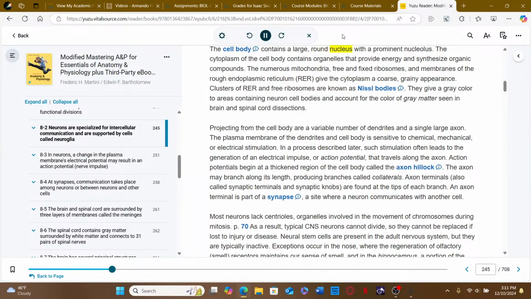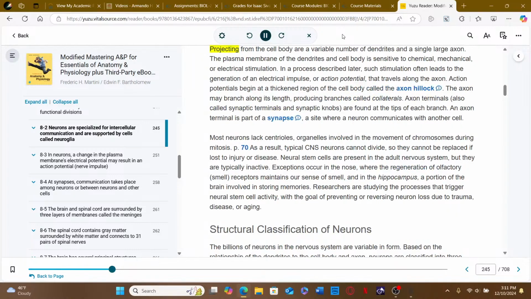The cell body contains a large, round nucleus with a prominent nucleolus. The cytoplasm of the cell body contains organelles that provide energy and synthesize organic compounds. The numerous mitochondria, free and fixed ribosomes, and membranes of the rough endoplasmic reticulum, RER, give the cytoplasm a coarse, grainy appearance. Clusters of RER and free ribosomes are known as Nissl bodies. They give a gray color to areas containing neuron cell bodies and account for the color of gray matter seen in brain and spinal cord dissections.